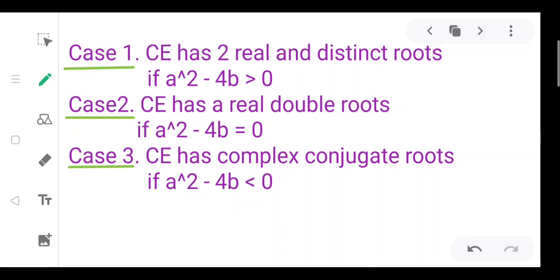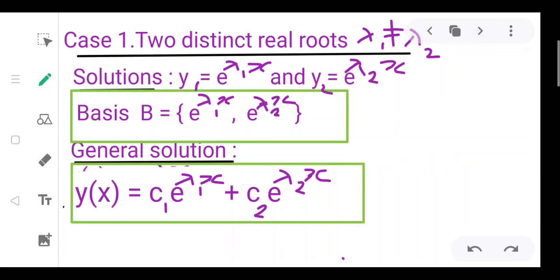We have discussed the first two cases, and let us revise case 1, that is when the characteristic equation has two real and distinct roots lambda 1 and lambda 2. In that case the basis will be e raised to lambda 1 x and e raised to lambda 2 x, and the corresponding general solution will be y of x equal to c1 e raised to lambda 1 x plus c2 e raised to lambda 2 x.